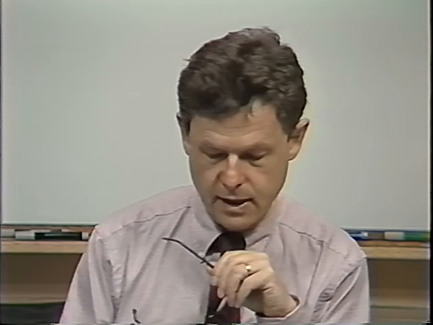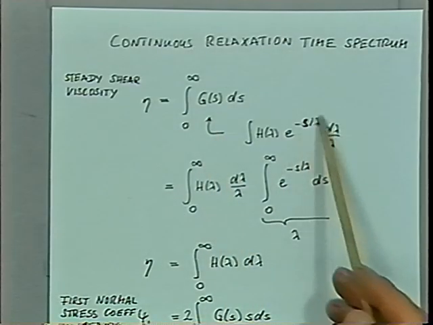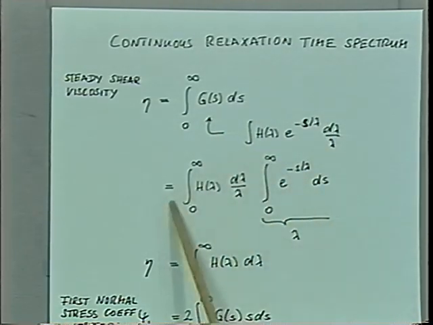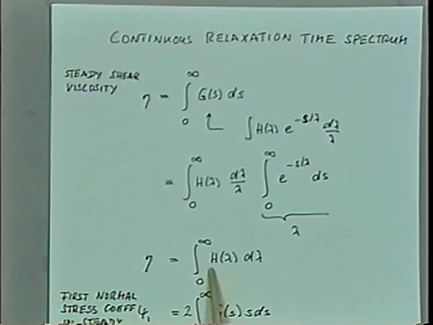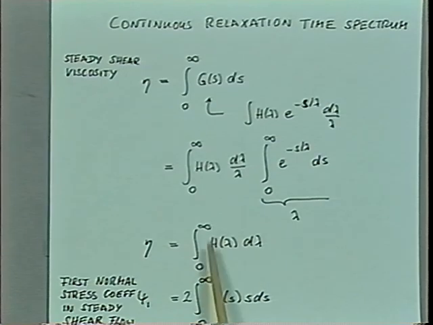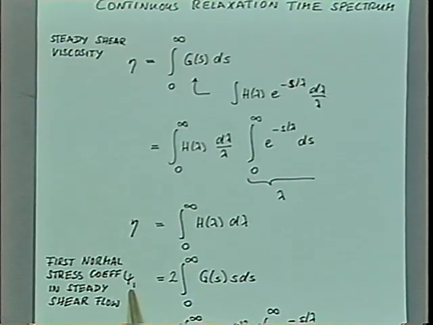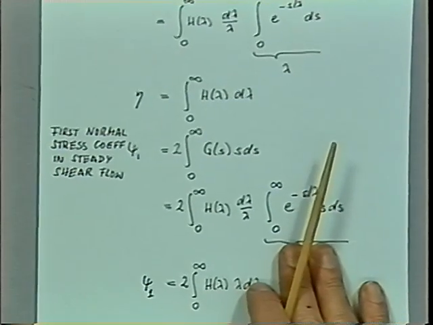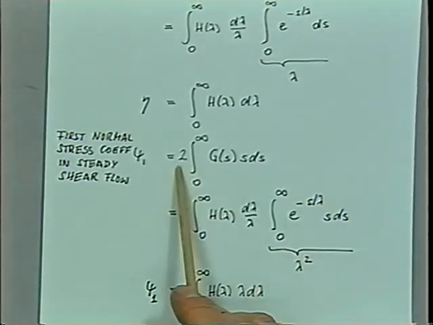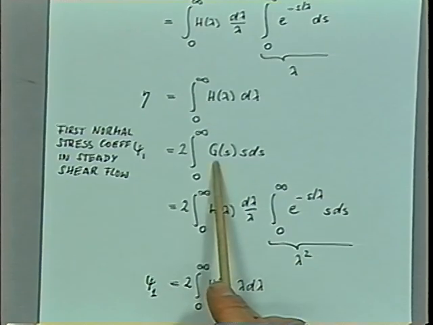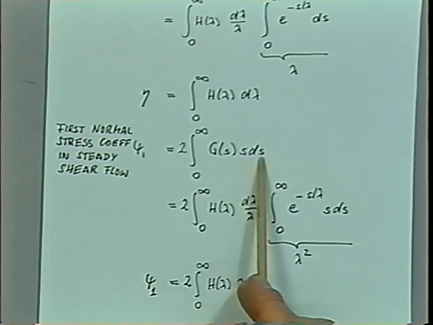Just a reminder about linear viscoelasticity. You remember that the relaxation modulus is given by a discrete spectrum. You interchange the order of integration, and you find the viscosity is given by the relaxation time spectrum integrated from 0 to infinity. And the first normal stress difference, that's new now. This is a new contribution. It's given by 2 times the integral over g times s ds.